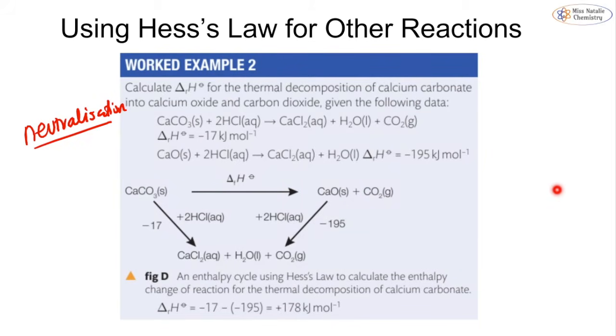So we write out our target equation for the thermal decomposition of calcium carbonate, and we're going to make the calcium oxide plus CO2. Then we look at the equations that we've been given, and in both equations we are reacting either our reactant or our product with 2HCl. And you can see there is an overlap. I'm going to make my salt, I'm going to make some water, and I'm going to make CO2 as well.